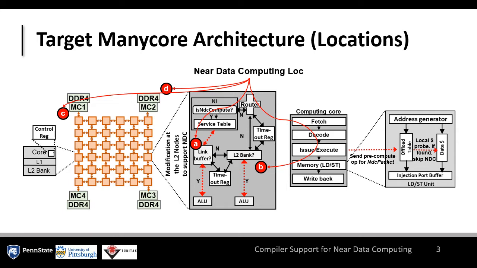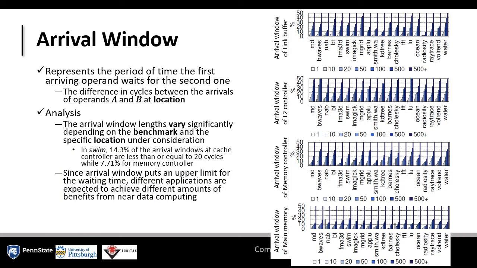What I would like to say in this slide is that we assume that the hardware gives support for near data computing in four hardware locations. One of them is link buffer, the other one is cache bank, the third one is memory controller, and the fourth one is the memory itself. And we explore two different metrics to quantify the potential of near data computing.